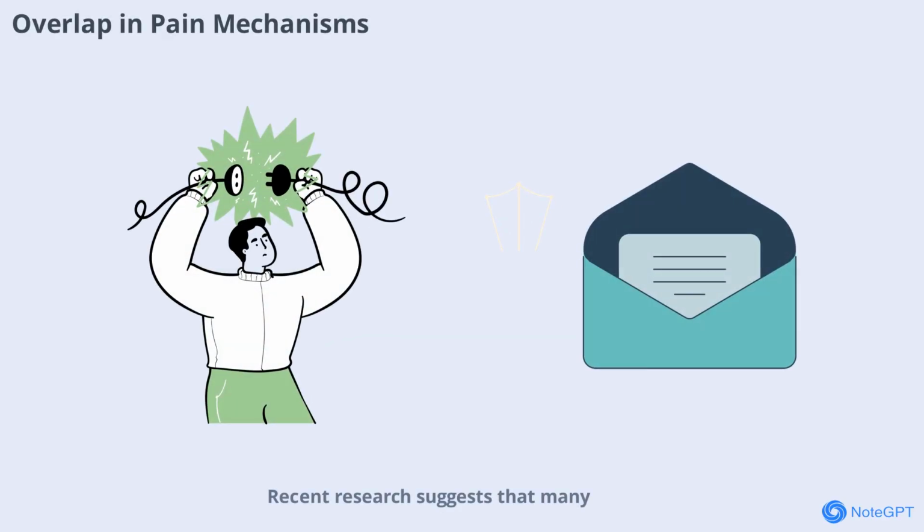Recent research suggests that many chronic pain conditions involve overlapping mechanisms. For example, osteoarthritis, traditionally considered nociceptive, often shows features of neuropathic and nociplastic pain. Central sensitization is common in chronic pain disorders, blurring the lines between categories. This mechanistic overlap supports the argument for a more integrated approach to pain classification and management.